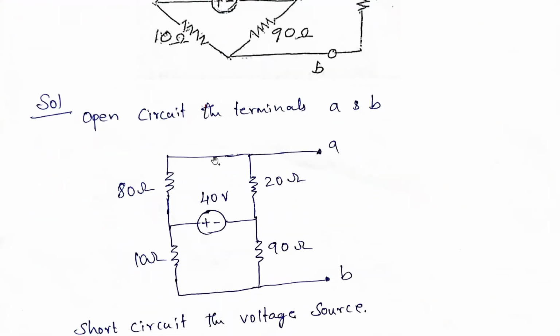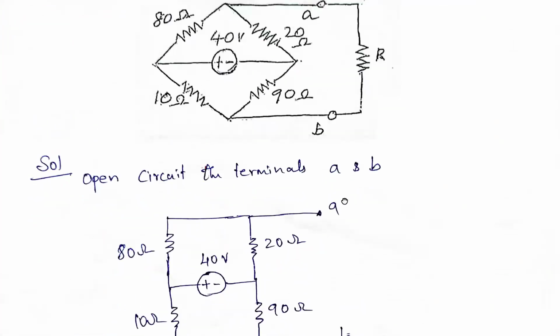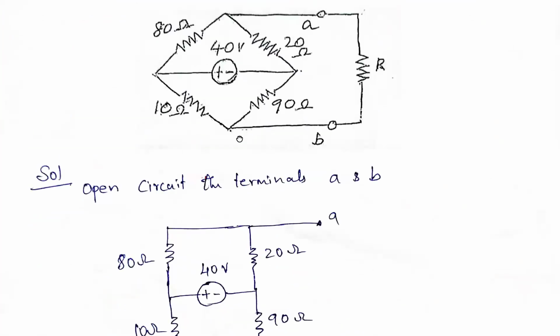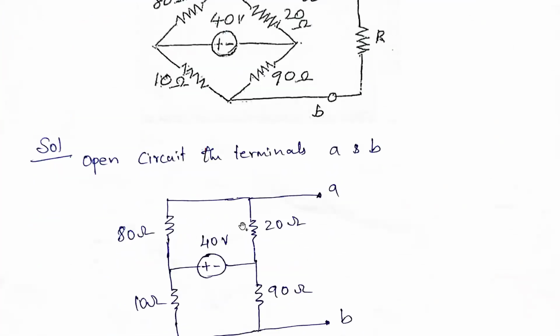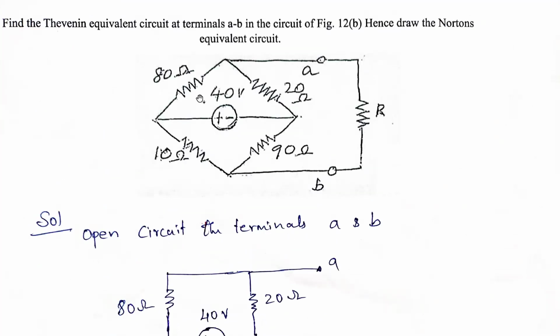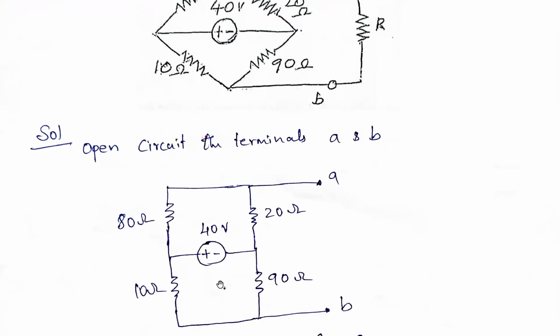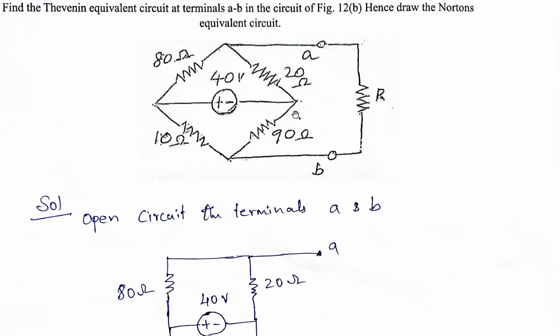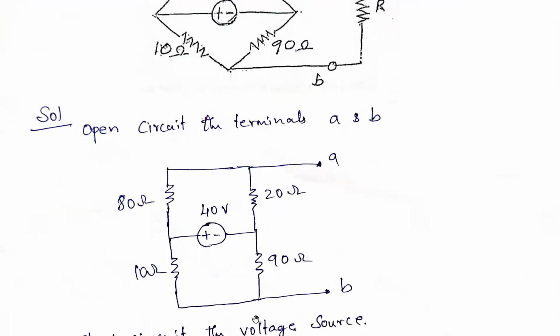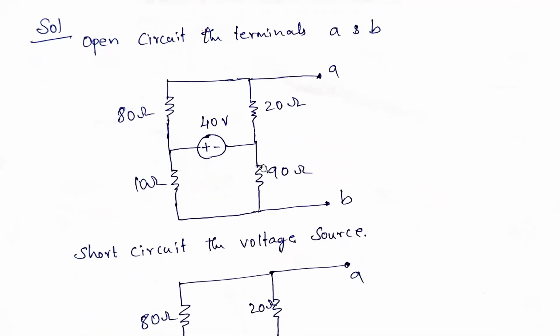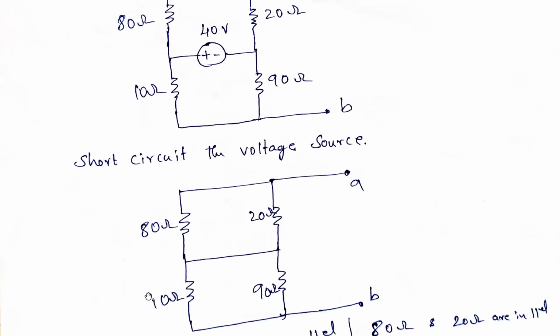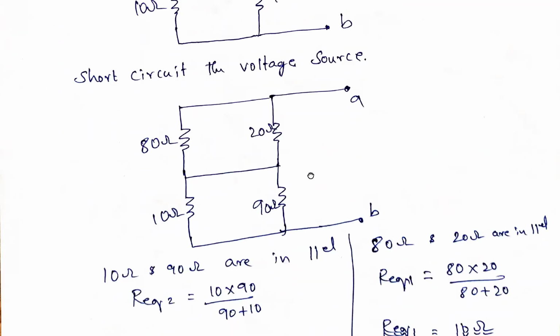So here by open circuit, what I'm doing is we are redrawing the circuit like this for easy understanding, because this 80 ohms and 20 ohms are in line like that. We are just redrawing the circuit like this. Okay, and here also 10 ohms and 90 ohms we are redrawing like this, and same A and B we are marking. Now we are short circuiting the voltage source. So here you need to short circuit the voltage source.